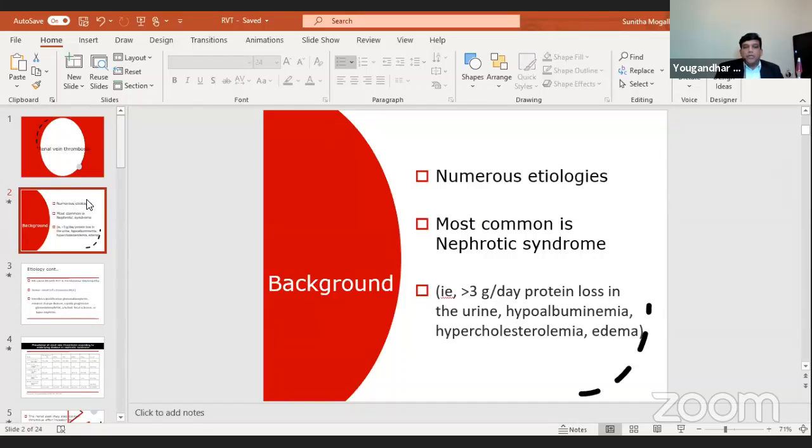What are the causative factors of renal vein thrombosis? Now, this is a little bit different from the rest of the body. The pathology could be the same, but the predominant etiology in most cases of renal vein thrombosis can be traced to nephrotic syndrome. Now, for our younger audience, if you can remember from the pathology, nephrotic syndrome is described by a cluster of symptoms: proteinuria greater than 3 grams per day, hypoalbuminemia, edema, and hypercholesterolemia.